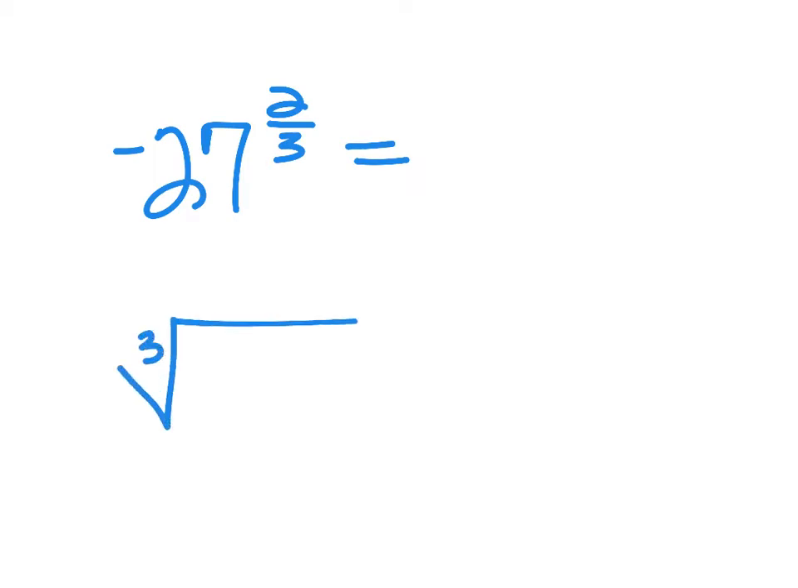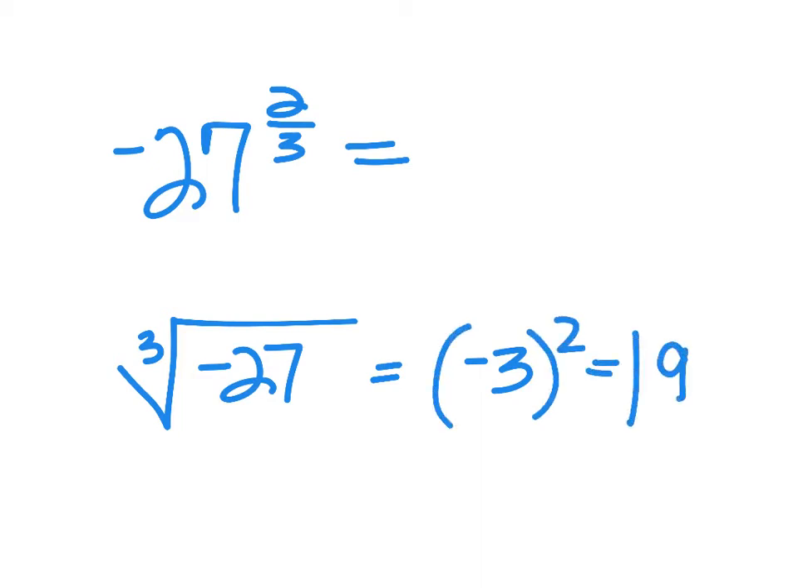All right, what if I gave you that same thing, but I had negative 27 to the 2/3? Okay, you would still do the exact same thing. So if I was going to solve this, I could actually think, well, the cube root of negative 27, I can do that. That's actually negative 3. Okay, and then if I square that, I still end up with 9.